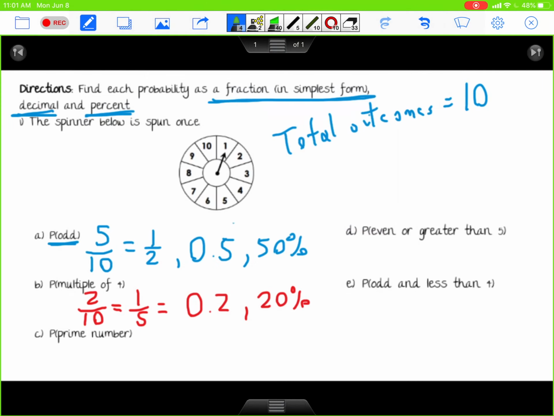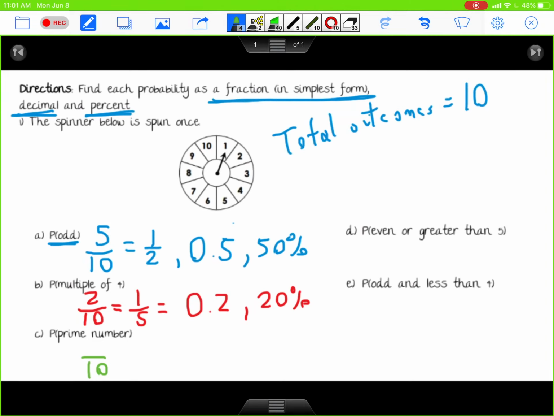Okay, change the color again. Okay, our total is 10. I can write that down right away since I know my total is. Next, now I want to count all my prime numbers. Remember, prime is a number that can only be divided by itself and 1. So that means it can only be divided by 2 numbers, itself and 1.